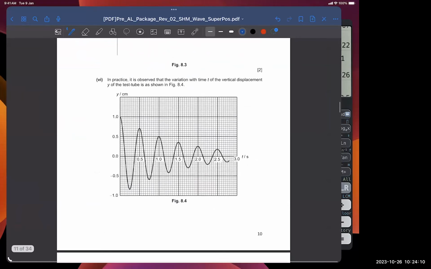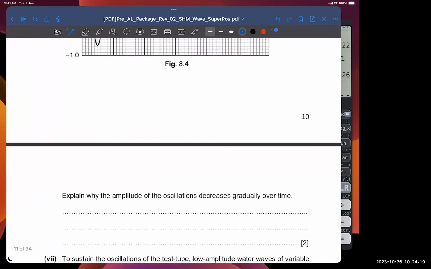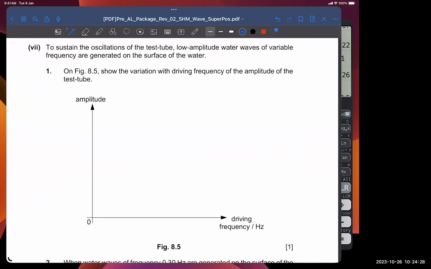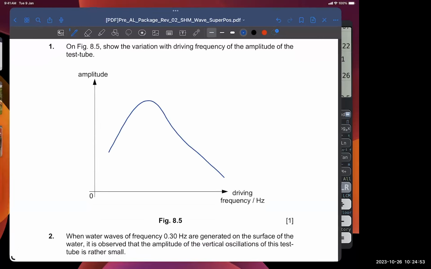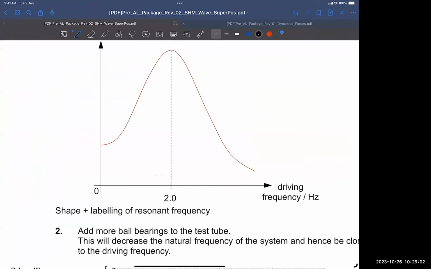Next one. This is basically your critical damping. Energy is lost through your usual suspects, your drag force. Then the next one is more interesting. To sustain the oscillation, low amplitude waterways of variable frequency are generated on the surface of water. So now I'm using the surface of water as the driving frequency. I want to draw the variation with driving frequency. So you have to draw your standard graph: amplitude against driving frequency, it goes like this. Let me check the values. All right. Then your standard frequency is at 2. This is your natural frequency because this corresponds to T of 0.50.